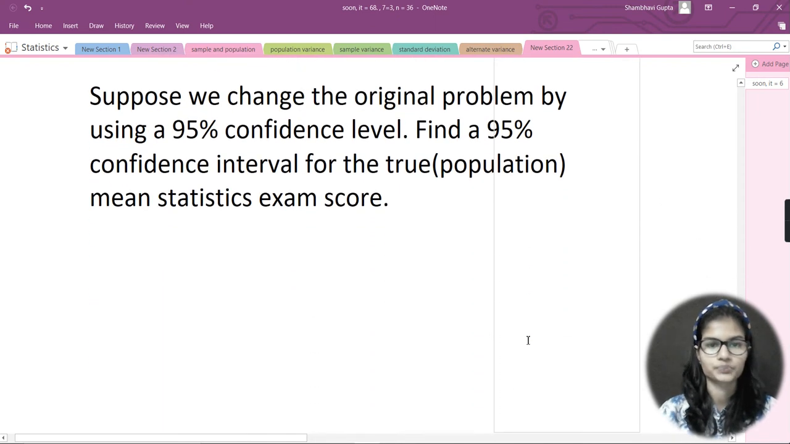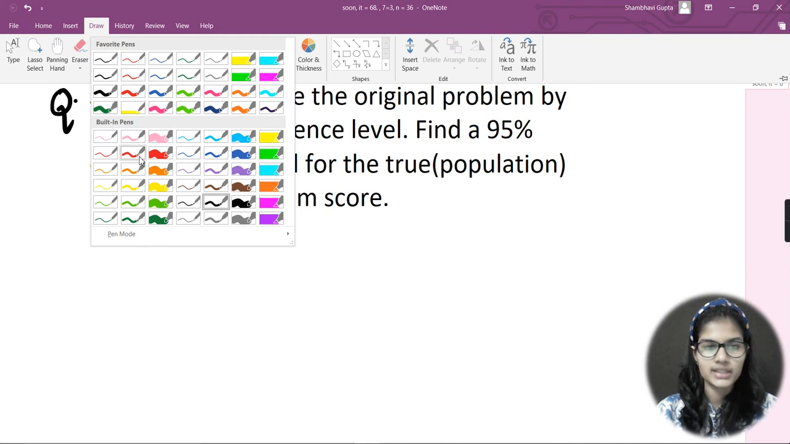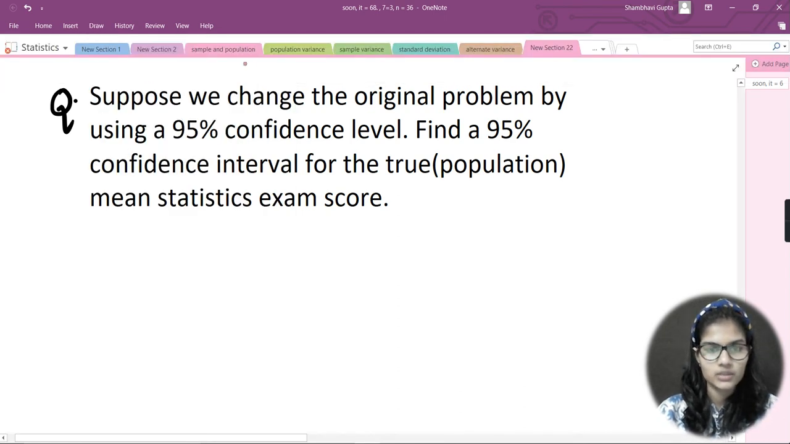Now the question says: suppose we change the original problem by using a 95% confidence interval. Find the 95% confidence interval for the true population mean statistics exam score. Previously we had solved the 90% confidence interval. Now if I change that confidence interval from 90 to 95%, what will happen here? Let's start solving and see what final answer we come to.